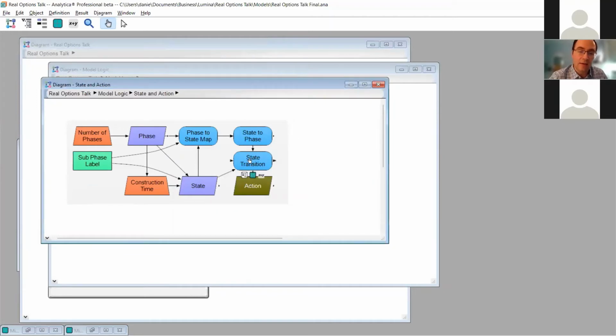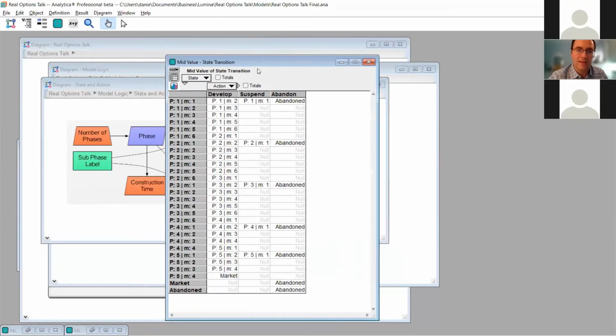And these together will give us the state transition that I had mentioned, or in the equations. The equations may have looked difficult, but now we have actions and states, and these come together to give us a state transition. In the first period, if we choose to develop, then we just move to the second month of the first phase. If we choose to suspend, we stay in the first month of the first phase. If we choose to abandon, we move to abandon.